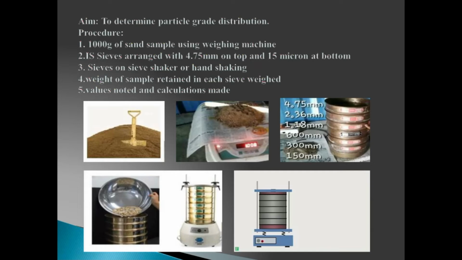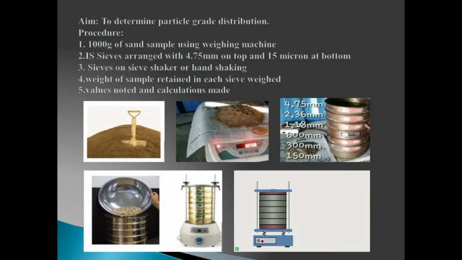Sieve analysis is performed with a set of sieves of various sizes. The test procedure involves taking a sample of about 1000 grams of sand using a weighing machine. Pour the sample into the set of IS sieves, which are arranged in order with the 4.75 mm sieve at the top and the 150 micron sieve at the bottom.